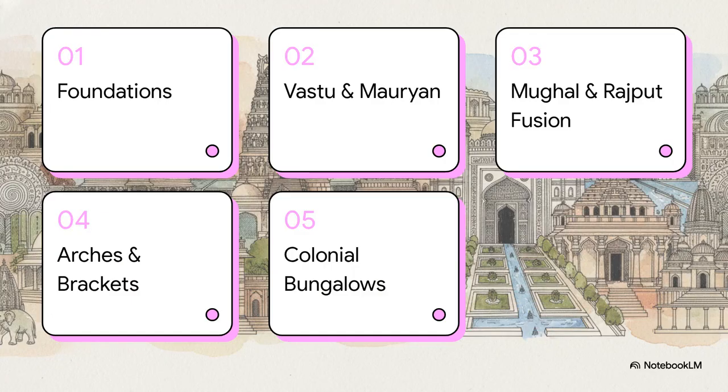Here's our roadmap for today. We'll start with the foundations of Indian architecture, move into Vastu and Mauryan innovations, explore the Mughal and Rajput fusion, decode some arches and brackets, and wrap up with the colonial bungalow evolution.